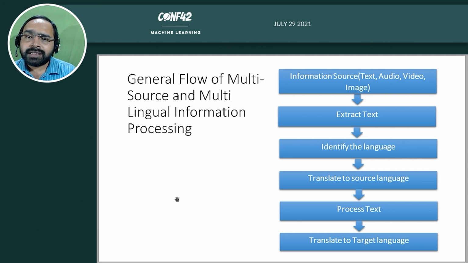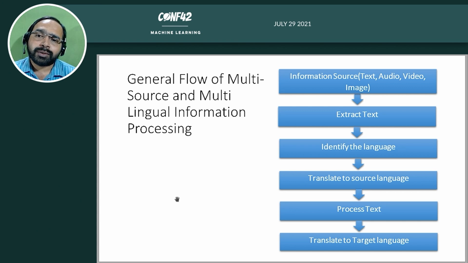In that case, these are the steps. The first step is information source, which is there in different formats. Then extract the text, then identify the language, translate to source language, then process the text, and finally translate to target language. So let us discuss these steps in detail.